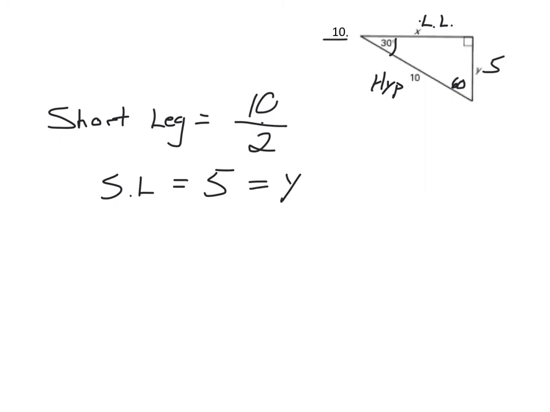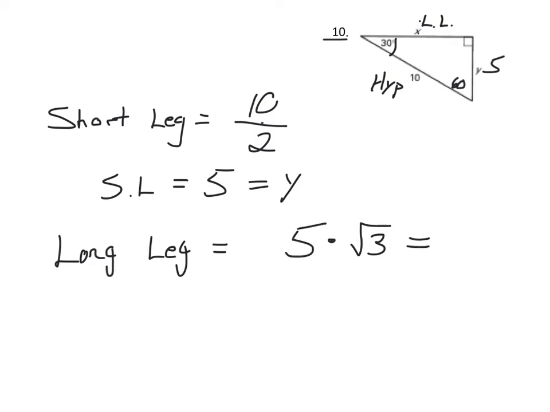Next up, long leg. So if you remember, the equation to find the long leg is to take the short leg, whatever that is, and multiply it by radical 3. Well, in this case, we just solved for the short leg, so that should make it easy. So I'm just plugging in 5. So my long leg is 5 radical 3. So that was the value for x.